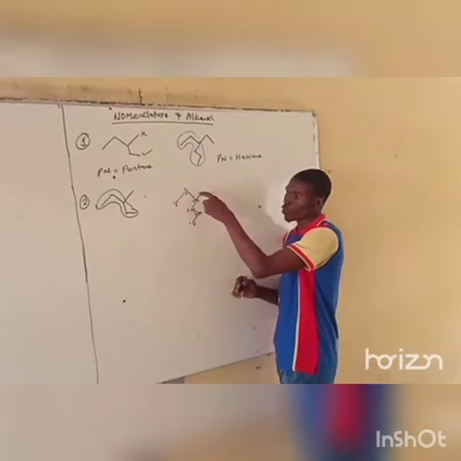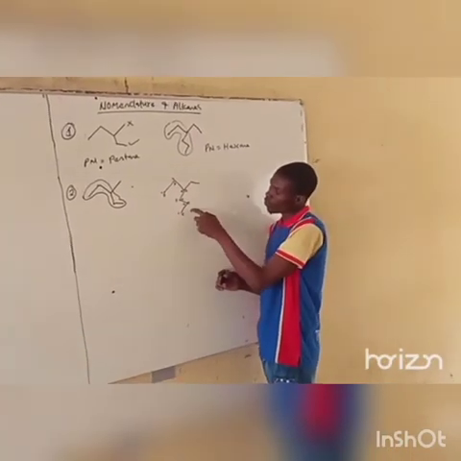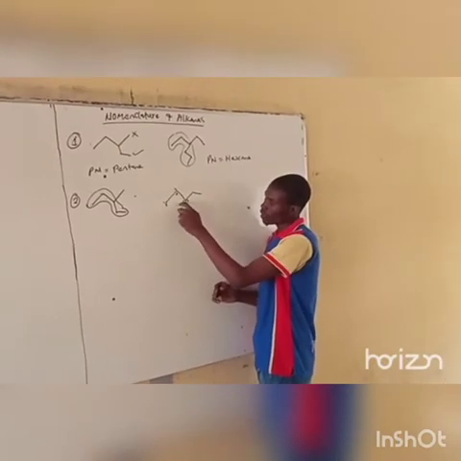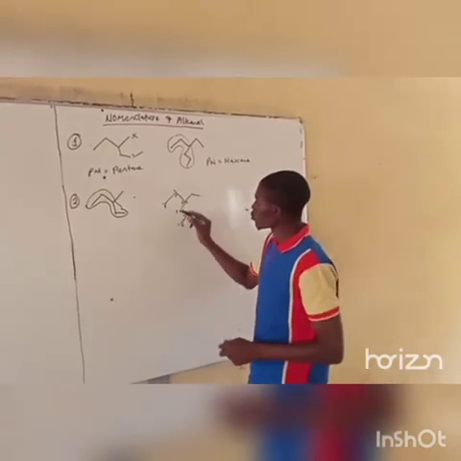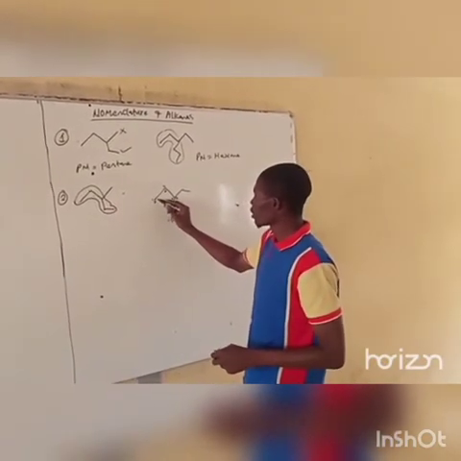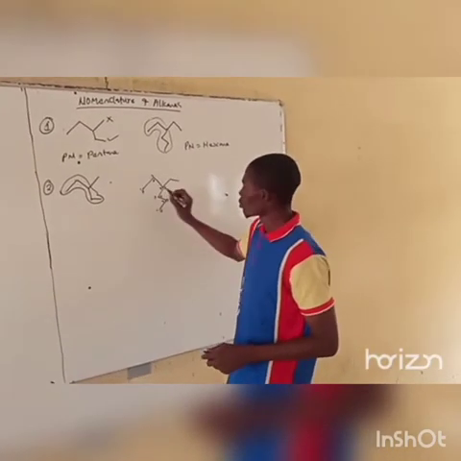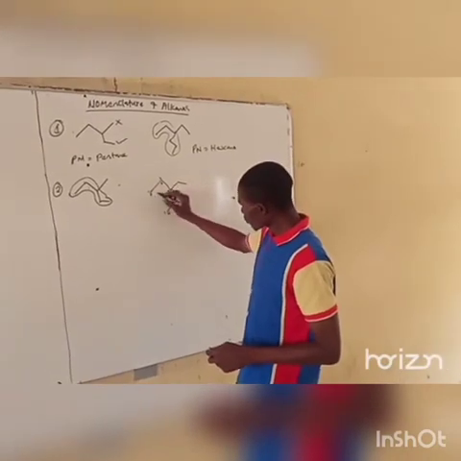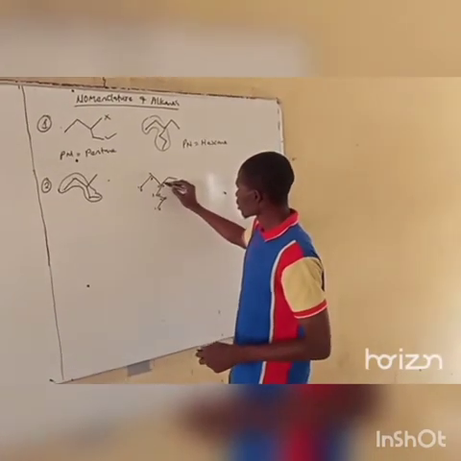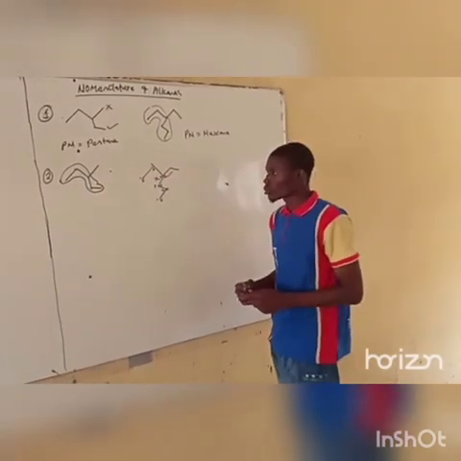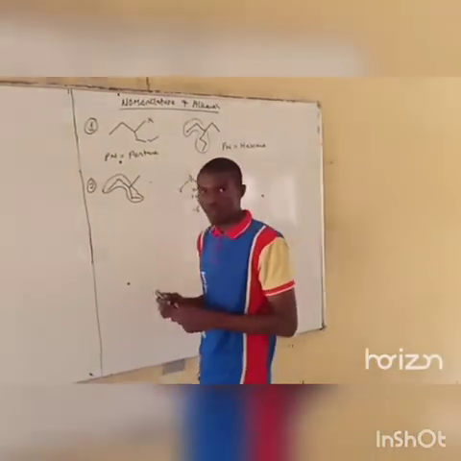So checking the position of the substituent. When you count from here, it is at position 3. When you count from here, it's at position 4. So that means we will not start counting from here. We should start counting this way and not this way. So therefore, this numbering is correct, while this numbering is wrong. So that is what the second rule says.